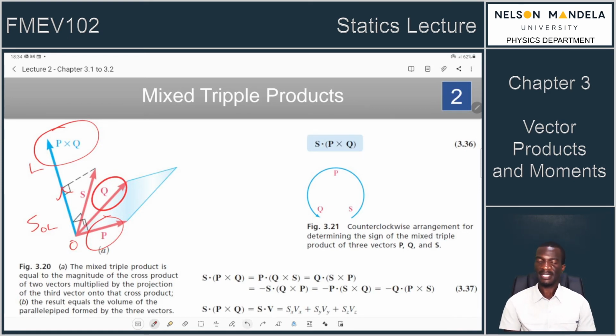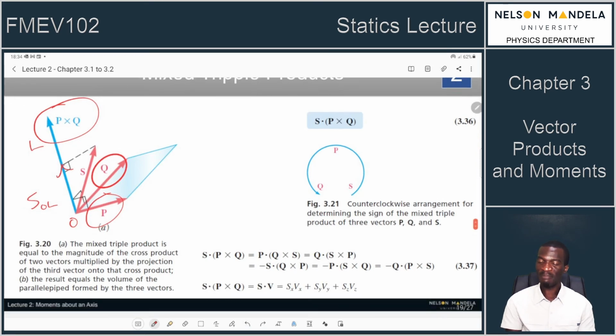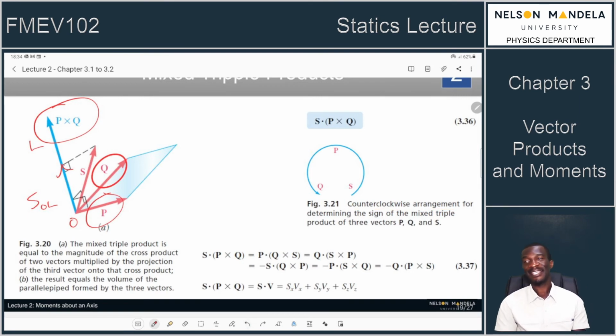This is why it ends up as just a number. So for convention purposes, you can list your vectors in this way. The vectors forming the cross product, which are P cross Q, come first, and then S is the third vector. And the good thing is that your mixed triple products look the same as what we had for the i, j, and k.